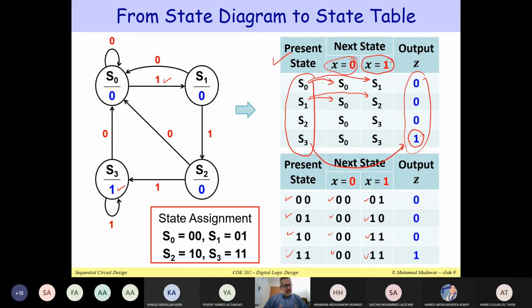So now we have the state table and we have done the state assignment. What shall we do next? What's the next step? What do I need at the end?